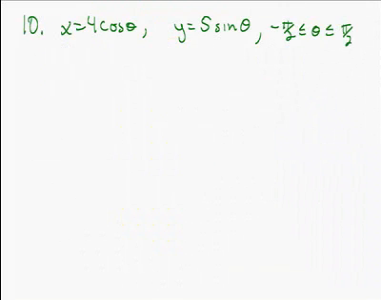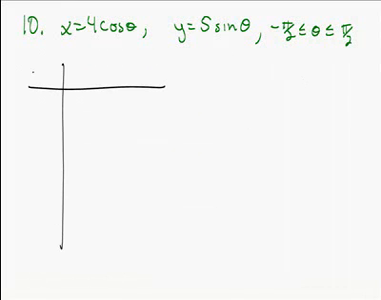Let's go ahead and look at number 10. Notice in number 10 we have a set of parametric equations, x equals 4 cosine theta, y equals 5 sine theta, and theta is bound between negative pi over 2 and pi over 2. So we do have some bounds on our parameter. Our parameter in this case is theta. We said usually it's t, but it does not necessarily always have to be t. Let's go ahead and see if we can plot just a couple of points here to get an idea of what this is going to look like.